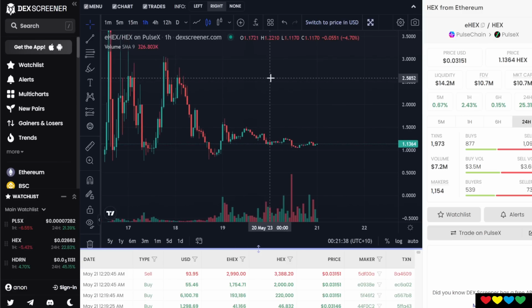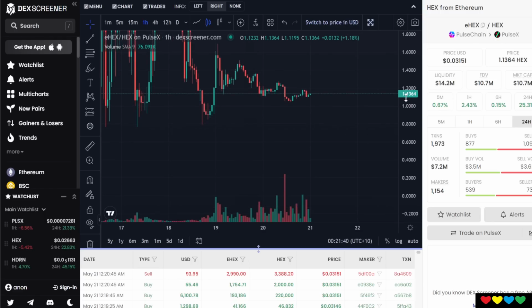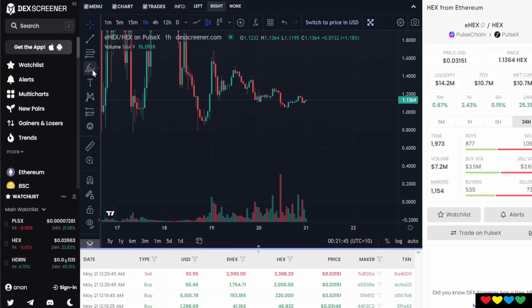Okay, so this is pretty good. This is the ratio you want to look at. You see this number? This is eHEX divided by Hex. It's about 1.1. Obviously we want this to stay around 1, but I swear this impermanent loss is so small. It's nothing.